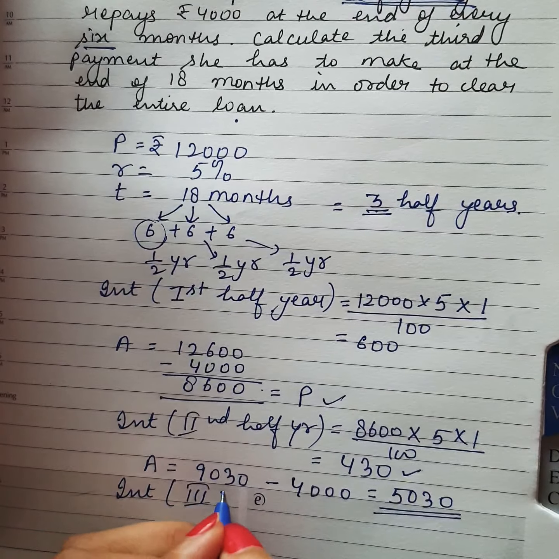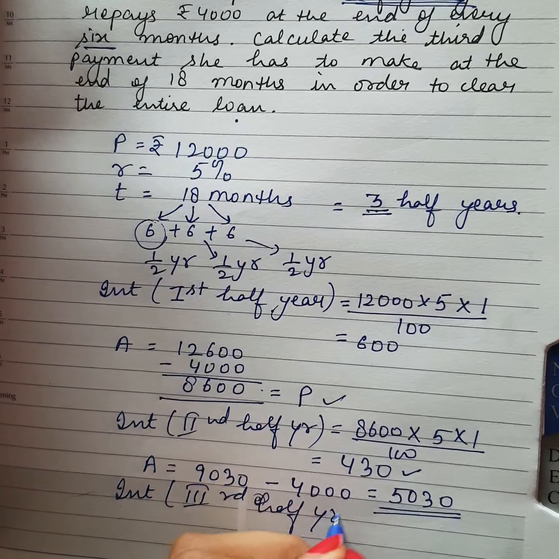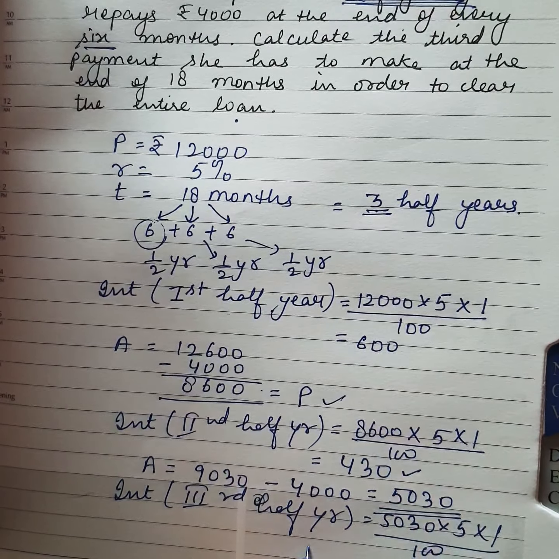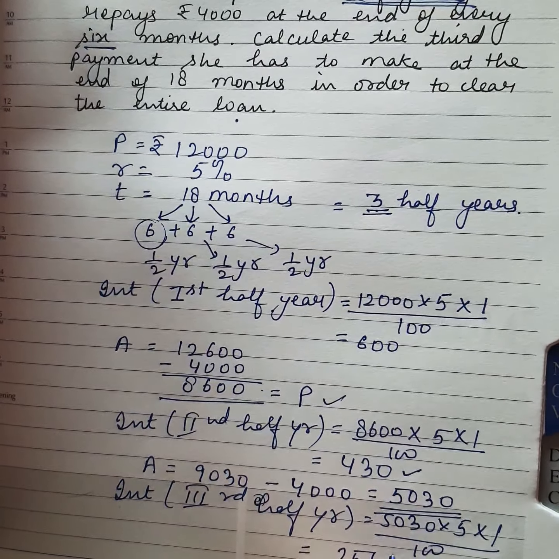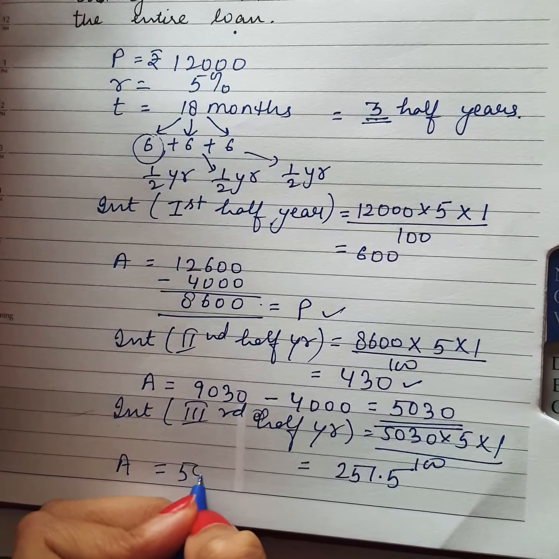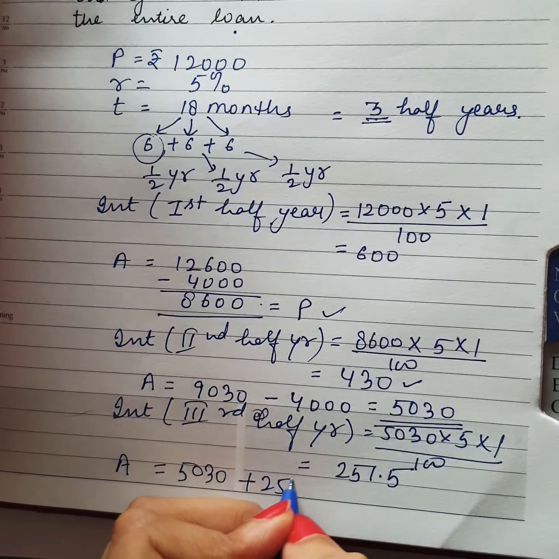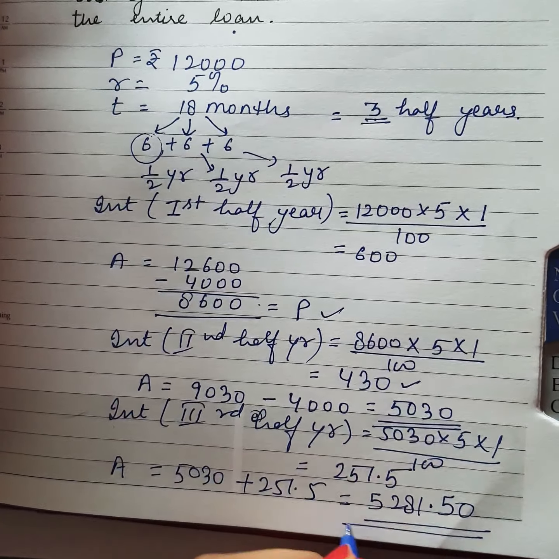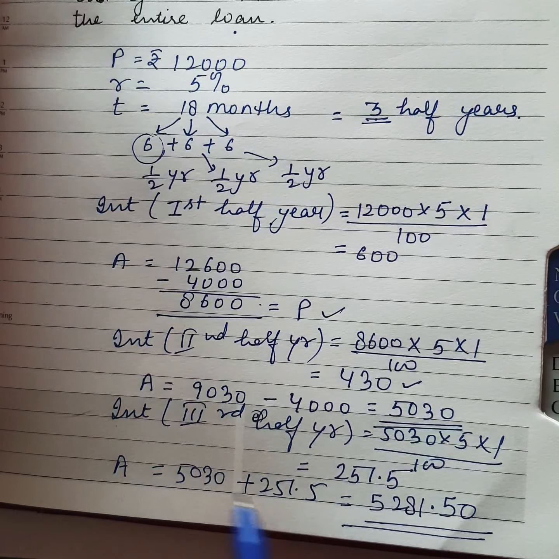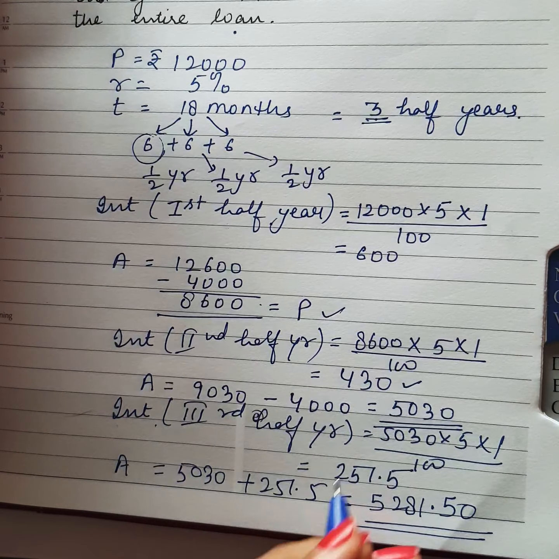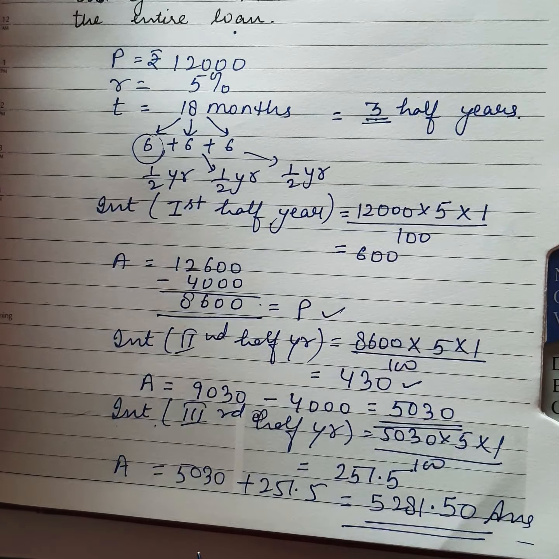Interest of third half year, 5,030 into 5 into 1 upon 100, 251.5. So then amount will be 5,030 plus 251.5, which is 5,281.50. So to clear the entire loan in the end of last third year, in the end of 18 months, third installment, this is the amount that she has to pay in order to clear the loan.